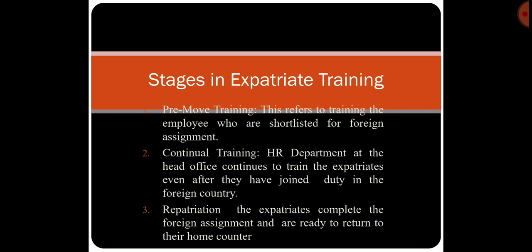Second is continuous training, which is just a continuation of pre-move training. At this stage, the HR department at the head office continues to train the expatriates even after they have joined duty in the foreign countries. The main purpose of this training is to help the expatriates clarify their doubts, overcome their skills and knowledge deficiency, plan their career and manage their stress. That is called continuous training.